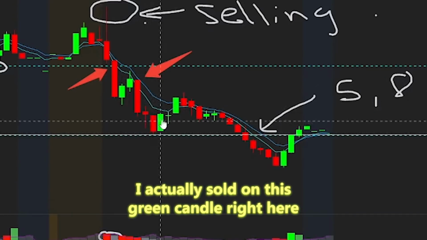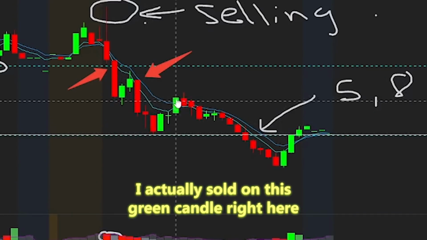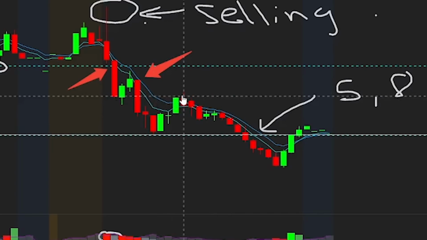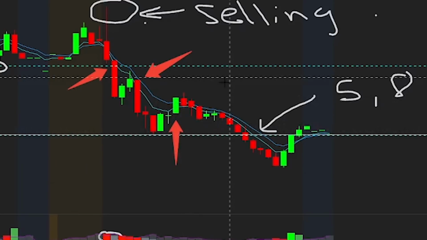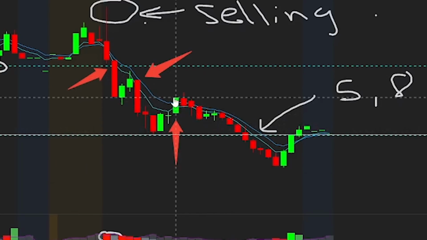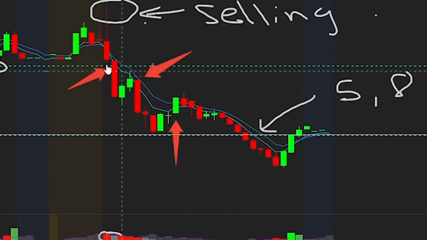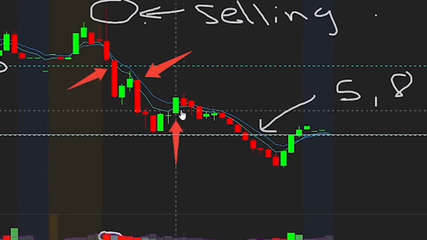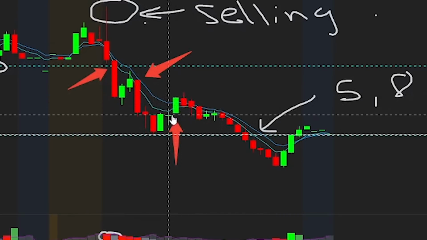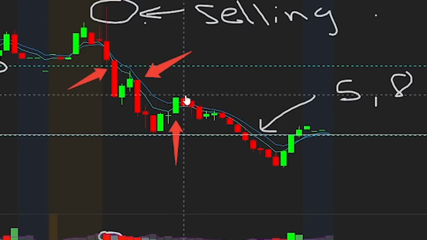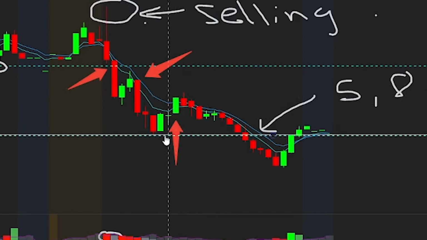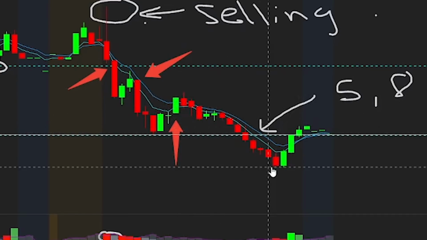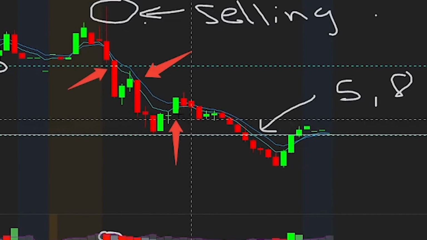I actually sold on this green candle right here. This is where I sold. Right here is where I would have sold, because this is where it breaks above the 5 and 8 and closes above. You guys know I was tweeting, I was trimming, and then this is where I was out full position because the trend reversed on me. You guys can see we still got a little fake out, but I was more than happy with what we got here. I wasn't going to be able to hold through all this chop just to catch a few more cents to the downside. So that's how I played Snap on Friday.